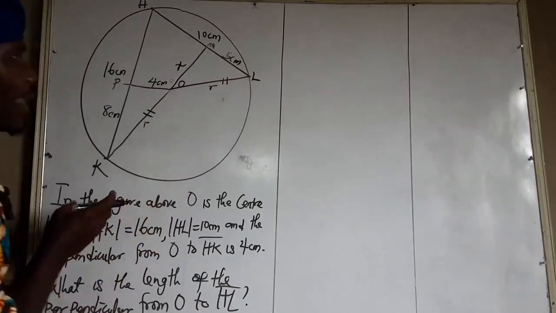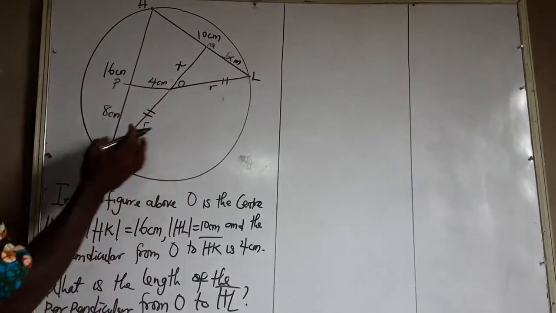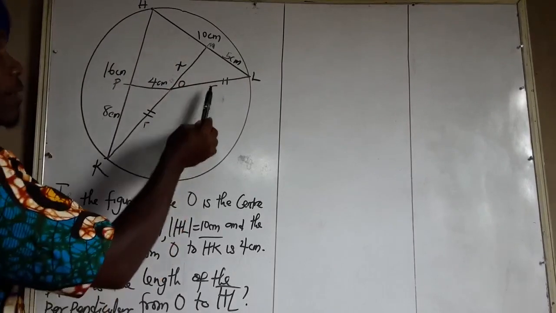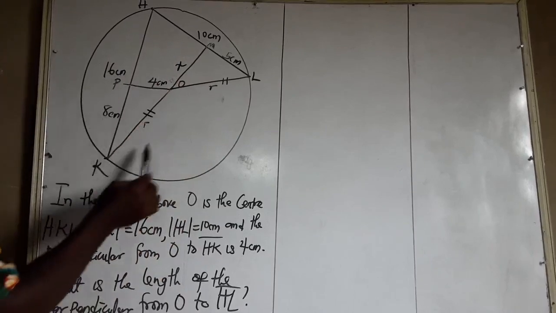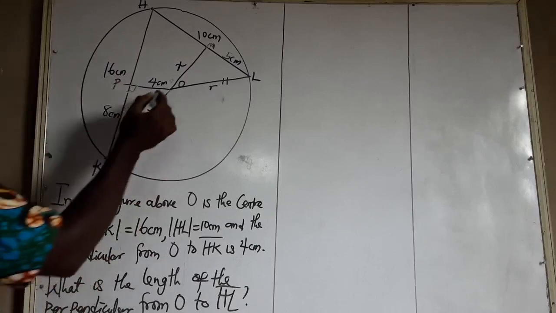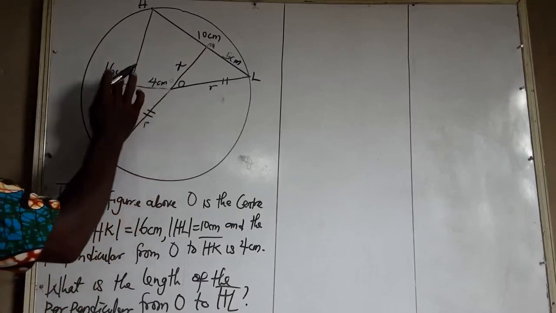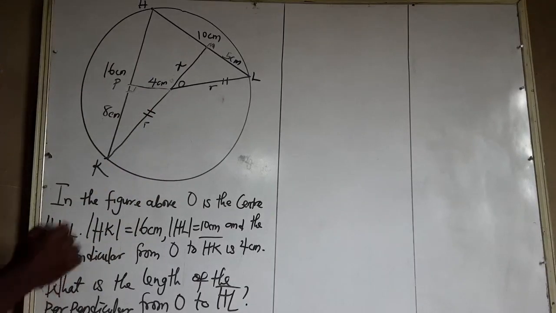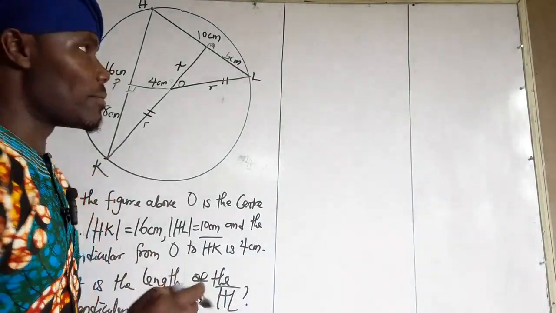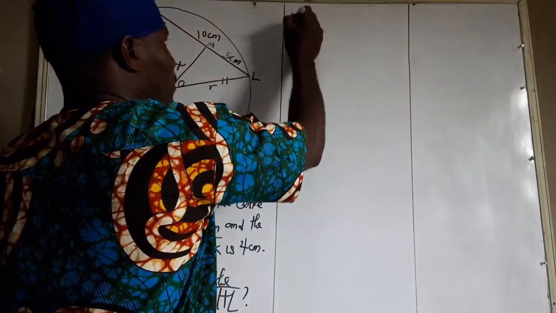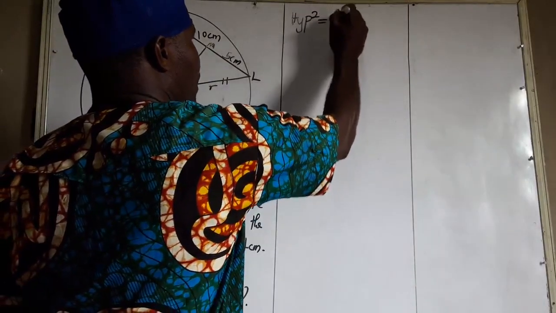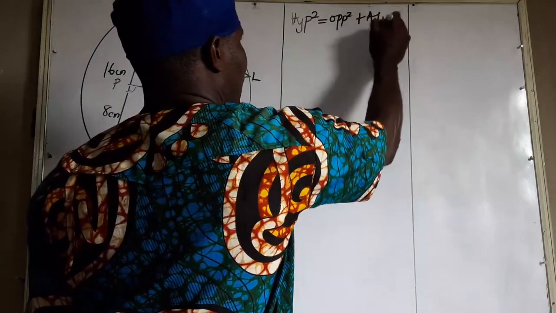So let's consider this triangle first to find R, because we have two unknowns. We want to know the value of X, and we also want the value of R, but let's find the value of R first. This line is perpendicular, so it surely forms a right angle triangle. In a right angle triangle, we apply Pythagoras' rule, which says that the hypotenuse squared is equal to the opposite squared plus the adjacent squared.